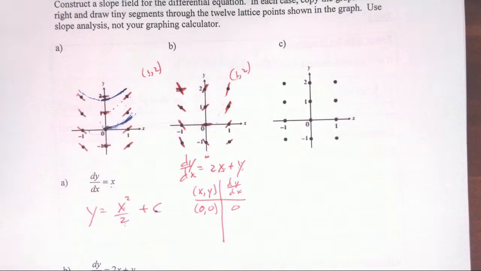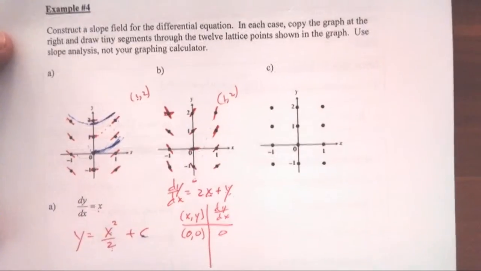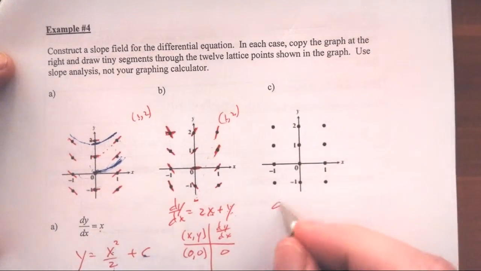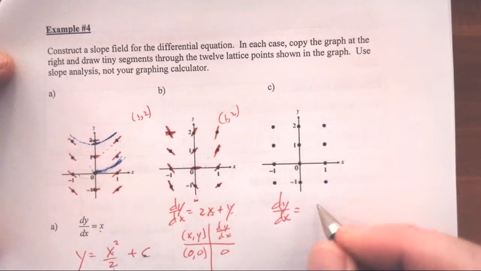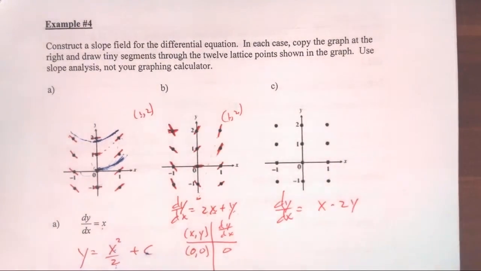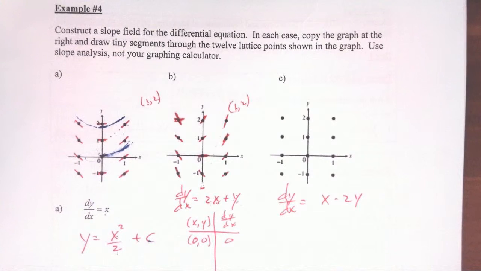All right, good time for you to try the third one, part C. That's x minus 2y. So we've got dy/dx equals x minus 2y. You might want to pause this, see if we end up in agreement on what our graphs look like.